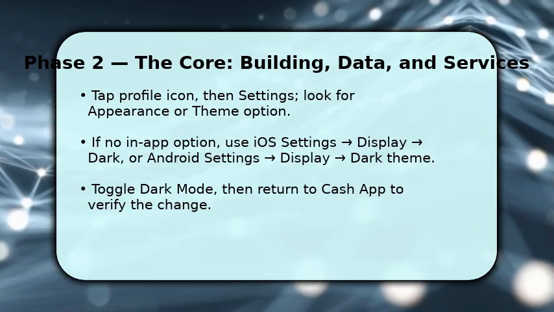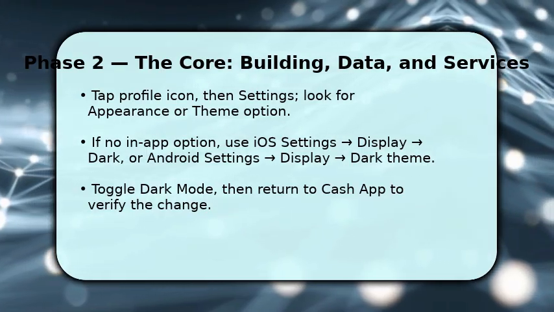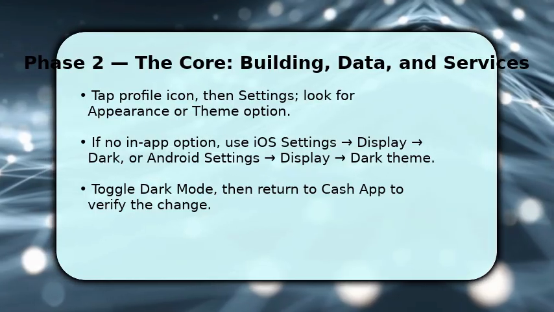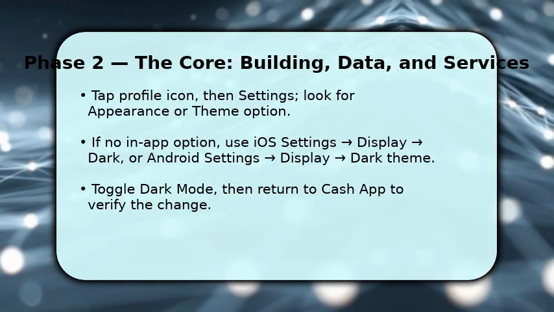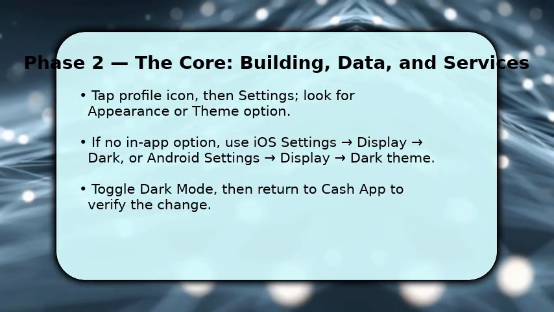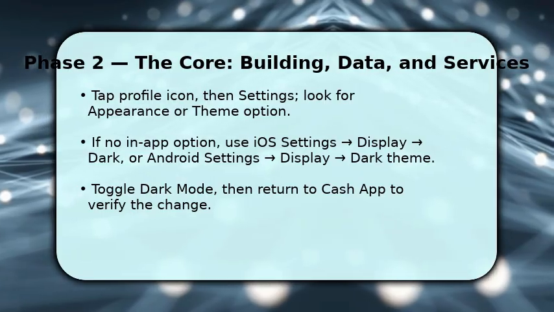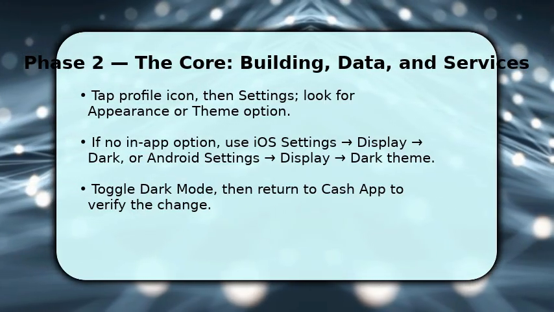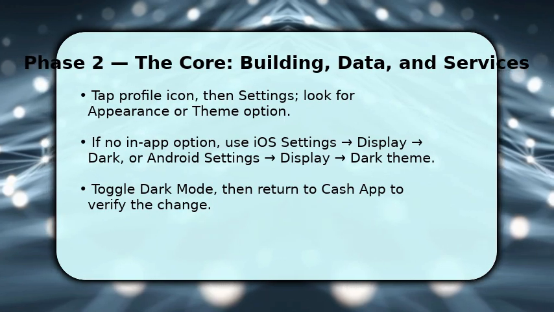On iOS, use Settings, Display and Brightness, Dark. On Android, use Settings, Display, Dark theme. Once toggled, go back to Cache App so it can inherit the system theme. This is how and why the app reflects darker colors, for reduced glare and battery savings.